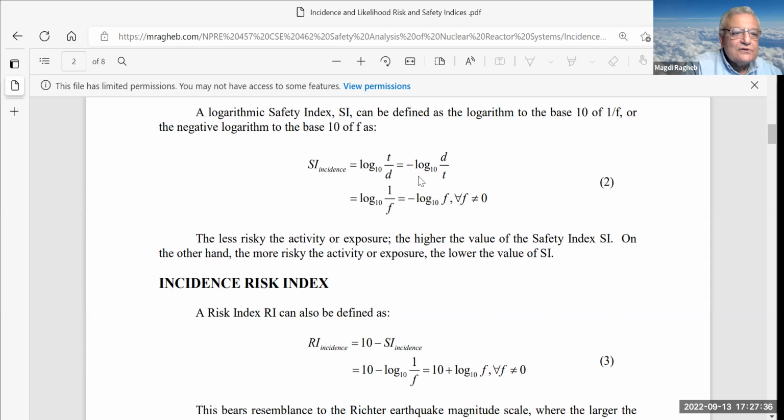On the other hand, the more risky the activity of the exposure, you'll find that this is lower the value of S sub I. So in that case, we can also define immediately an incidence risk index. So this is a safety index. The risk index would be 10, the maximum number on the scale, minus the safety index. So it becomes 10 minus log to the base 10, 1 over F, which is the same as 10 plus the log 10 to the base F for all values, again, that are not equal to 0.